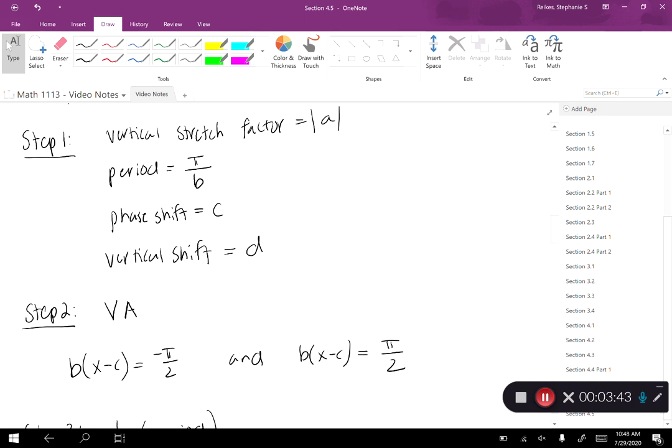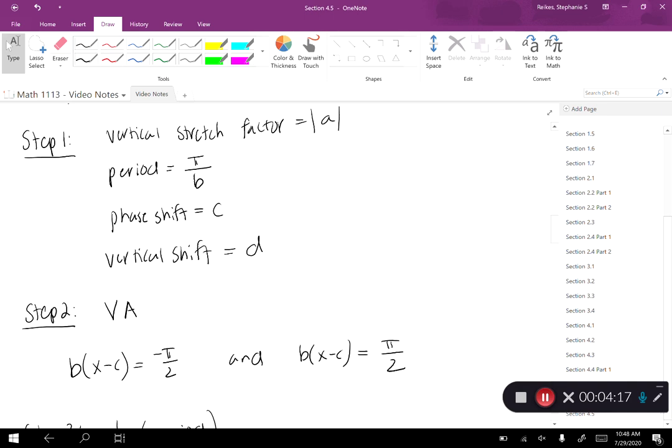Step 1. Vertical stretch factor. You notice the shape of the graph isn't a wave, so it doesn't have an amplitude, but instead we go back to using the phrase vertical stretch. So the vertical stretch is the absolute value of a. The equation for a period this time for tangent is pi over b. Again, don't get that confused with the sine and cosine equation, which is 2 pi over b. So tangent is just plain pi over b.